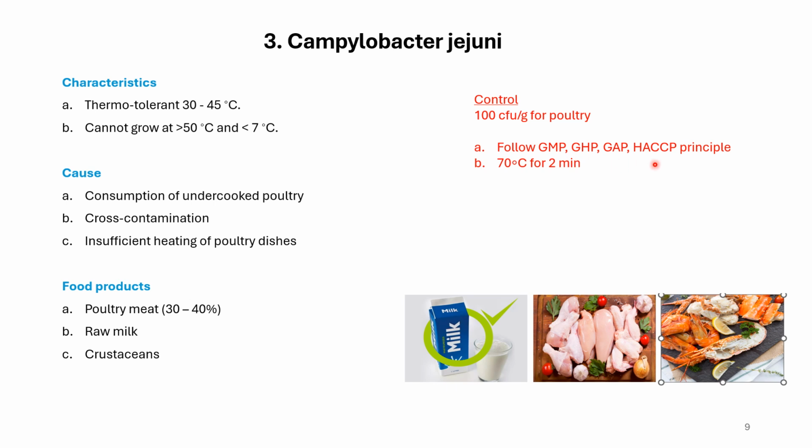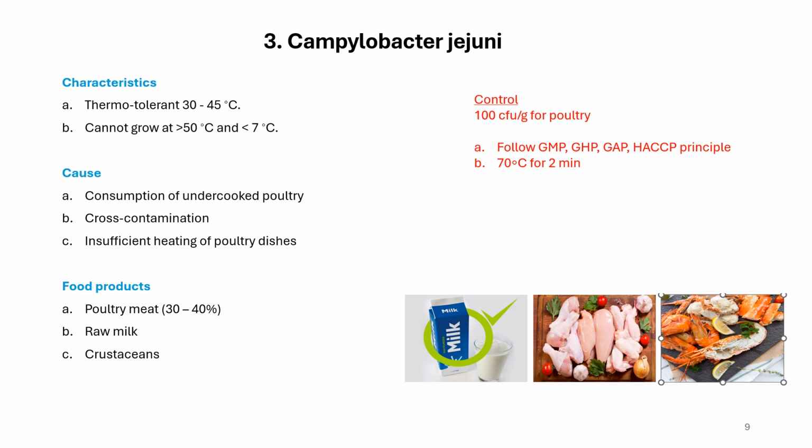Also, the temperature used for controlling this organism is the same pasteurization temperature, that is 70 degrees Celsius for 2 minutes, because the most heat-resistant vegetative cell is Listeria monocytogenes. So other organisms are less resistant to heat compared to Listeria vegetative cell.